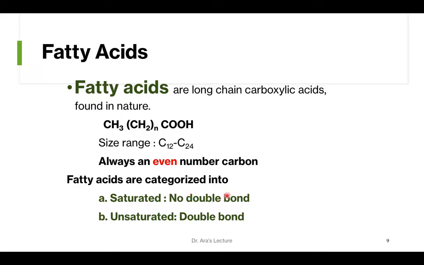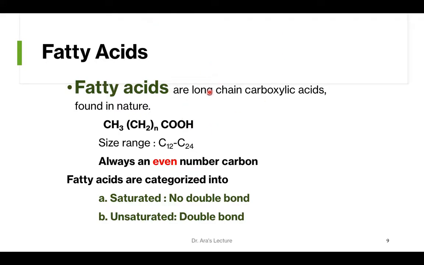Fatty acids are categorized into saturated and unsaturated fatty acids. Saturated fatty acids don't contain any double bond, and unsaturated fatty acids contain double bonds. For daily cooking, whatever oil we use, it's better to select unsaturated, because saturated fats have single bonds and are very stable, not easy to break down. That's why this type of fat can be stored in our body for a long time, and that is not very helpful when we consider health issues.